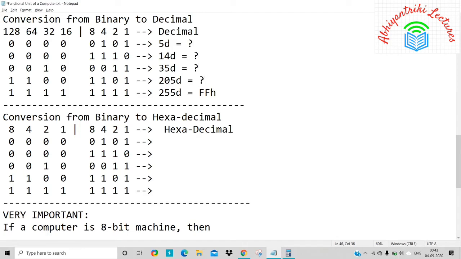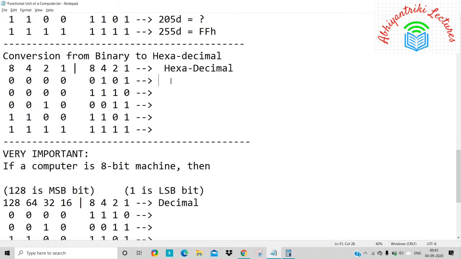And then here, conversion from binary to hexadecimal. How do you convert this binary to hexadecimal? Here first we write this one. This is the example I have taken, and I already told you about the binary positions. How do you represent binary position for hexadecimal? 1, 2, 4, 8, 1, 2, 4, 8, like that. This is for hexadecimal, right?